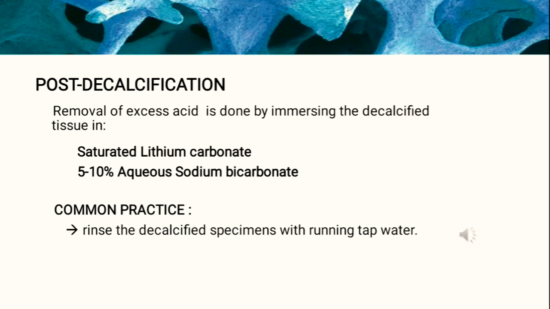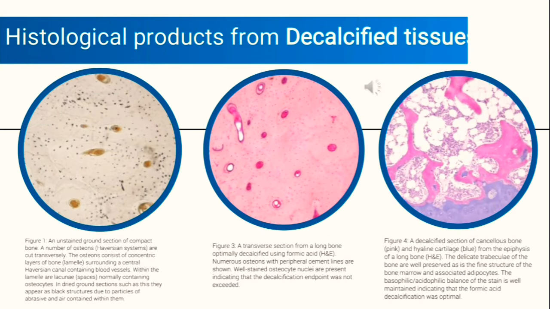And we also have the so-called post-decalcification, which is the removal of excess acid done by immersing the decalcified tissue in the following. First is saturated lithium carbonate, and the second one is 5 to 10% aqueous sodium bicarbonate. The common practice of performing post-decalcification is to rinse the decalcified specimens with running tap water. And these are the various histological products from a decalcified tissue.